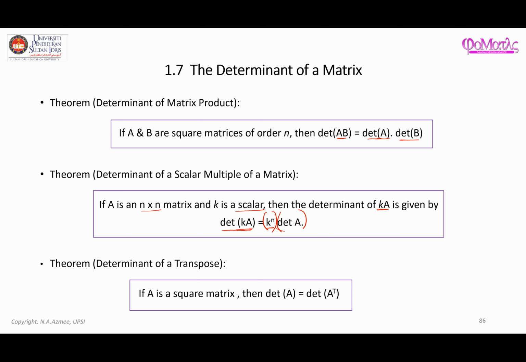So that is the second theorem on this page. And finally, if A is a square matrix, then the determinant of A is equal to the determinant of A transpose. We shall look at examples related to all these three theorems.